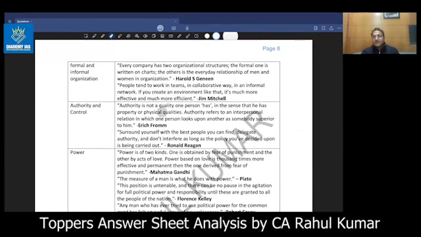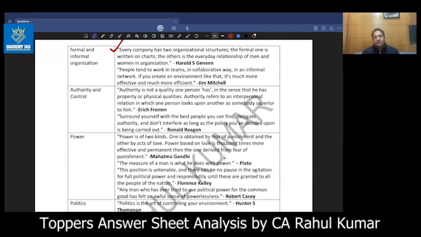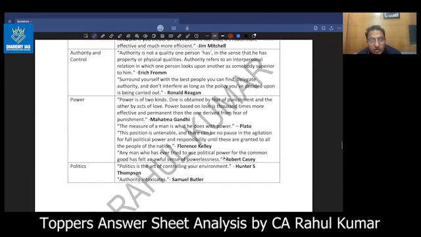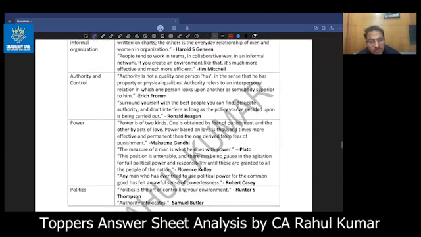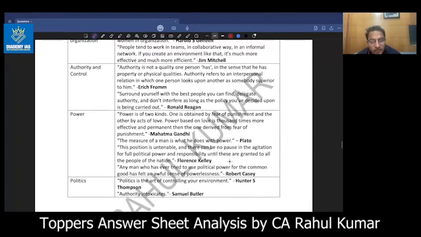Every company has two organizational structures. The formal one is written on charts, the other one has a relationship of man and woman. For formal, the first one is good. But it's very lengthy, so it depends upon you. If you want, you can. Otherwise, not very relevant. For authority, I don't find any quotation which is very powerful, so we can ignore.